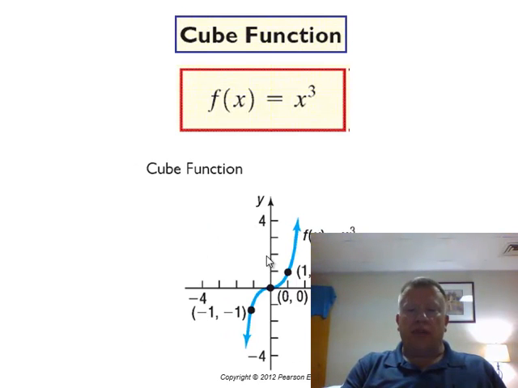There's the cube function, which basically takes your input number and cubes it. So f of 0 is 0 cubed, which is 0. F of 1 is 1 cubed, which is 1. F of 2 is 2 cubed, which is 8. F of 3 is 27. F of 4 is 64. So you can see that it grows very, very quickly.